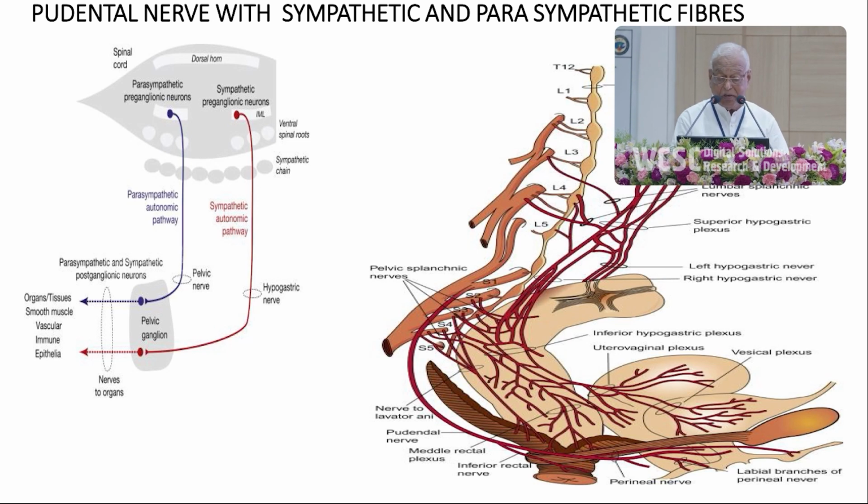This is the pudendal nerve, how it is presented actually in the body. It contains all the fibers, it supplies the pelvic area, and the pudendal nerve connects with the brain through the spinal cord.